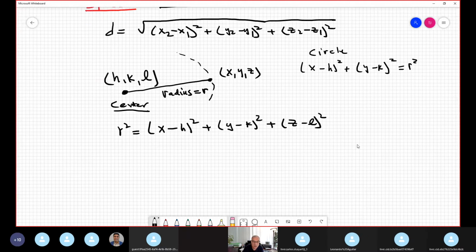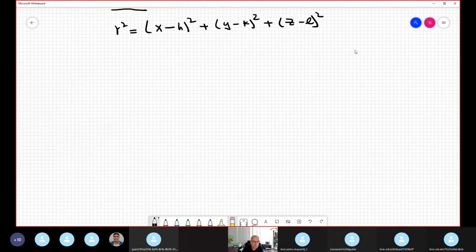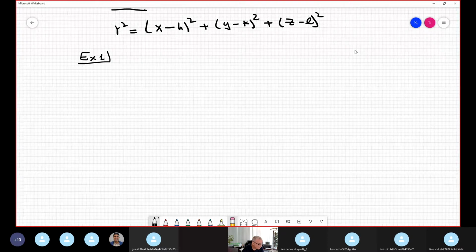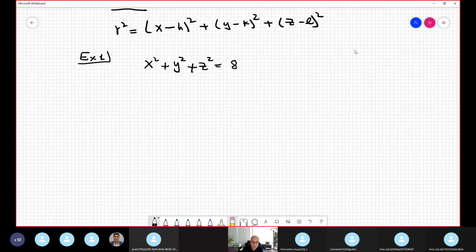Okay. So I bring one interesting example. Suppose that we have an example of the sphere. Example one of the sphere, right? Suppose this: x squared plus y squared plus z squared is equal to 8x minus 4y plus 8z minus 20. Now the question says, well, determine the center and determine the radius of this sphere.